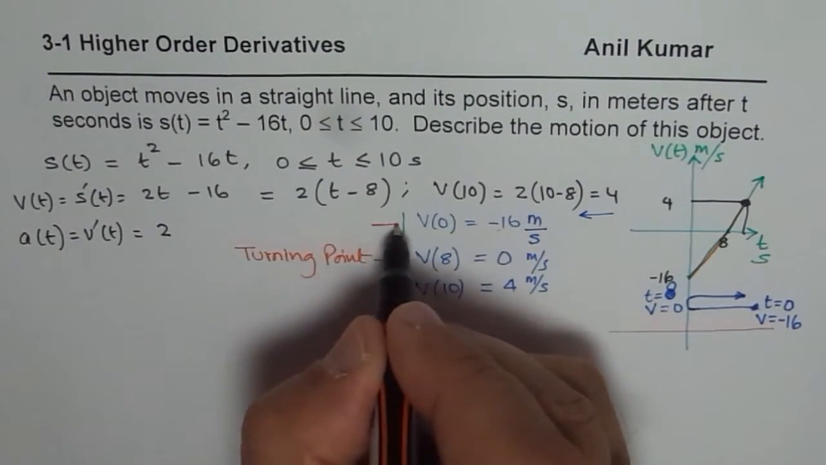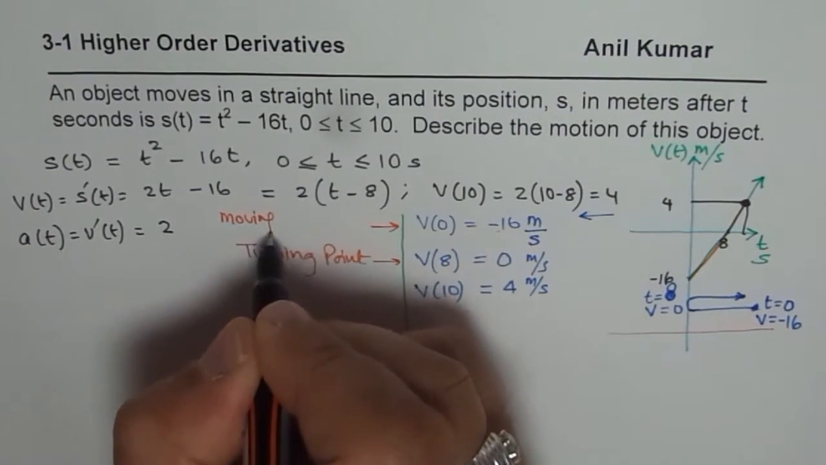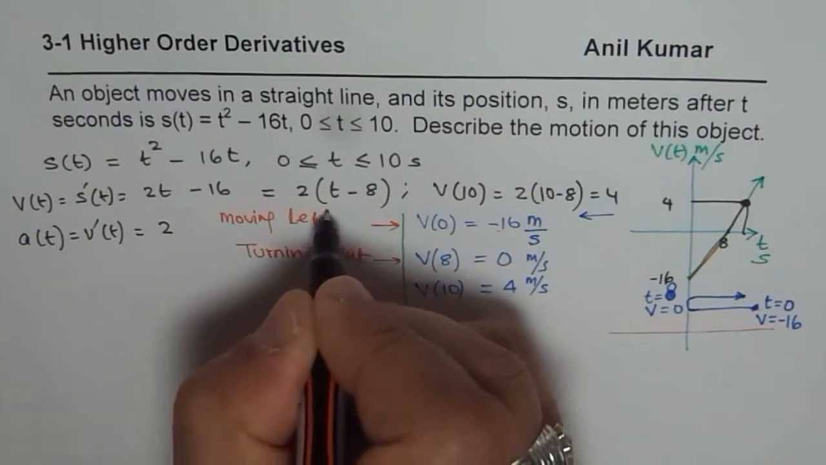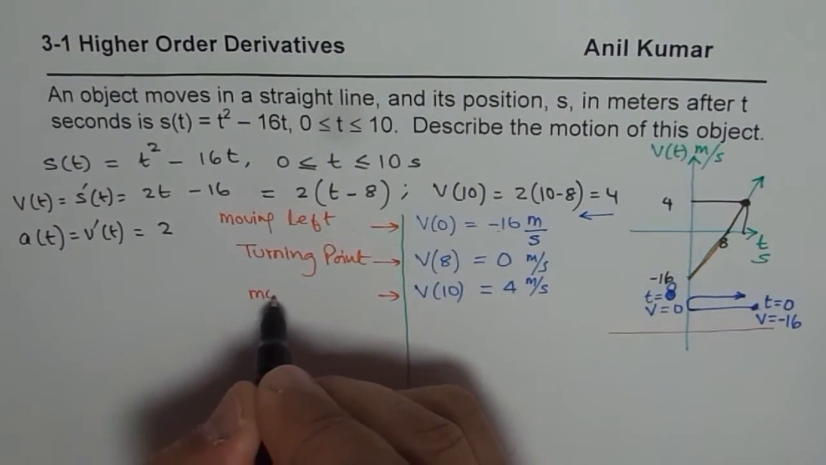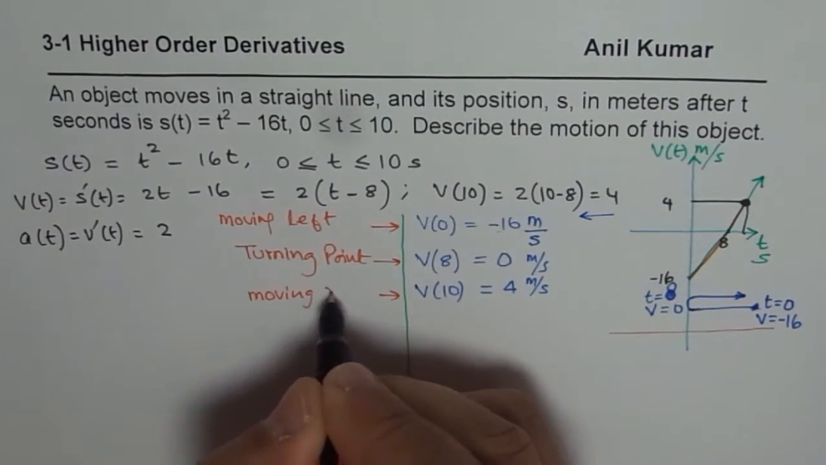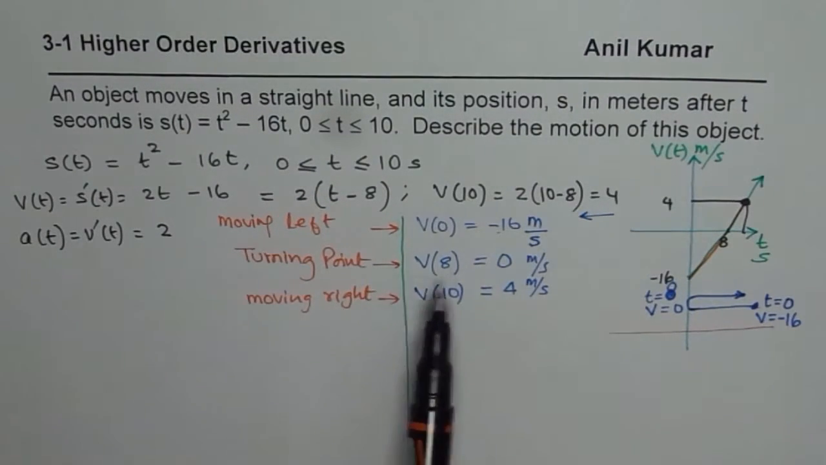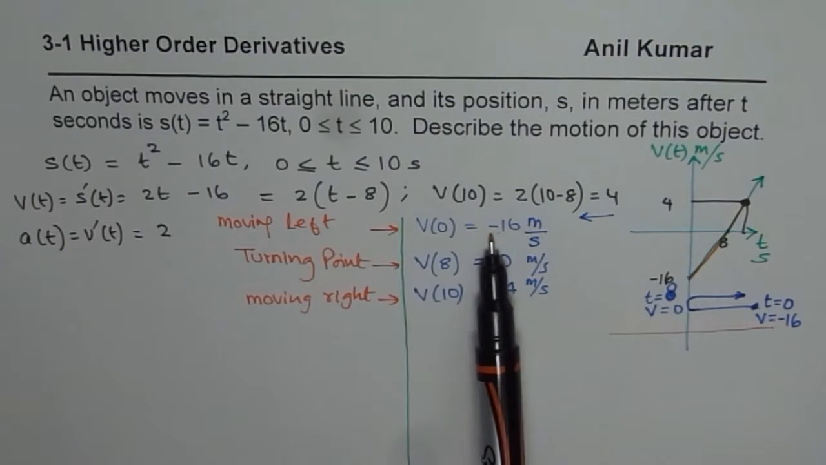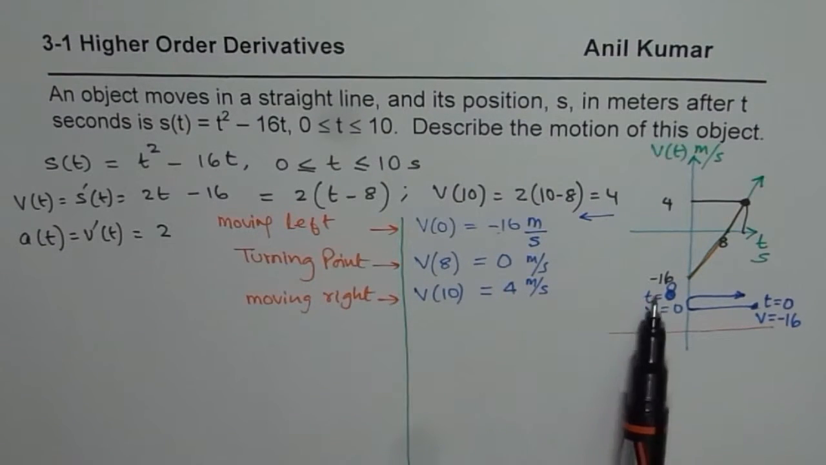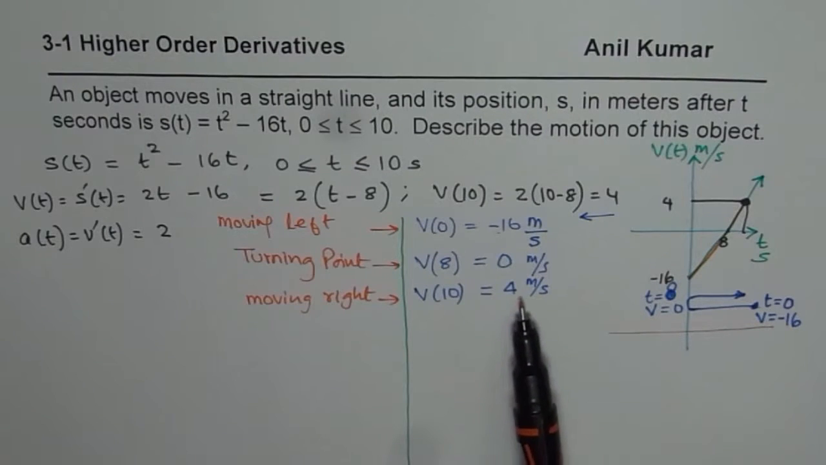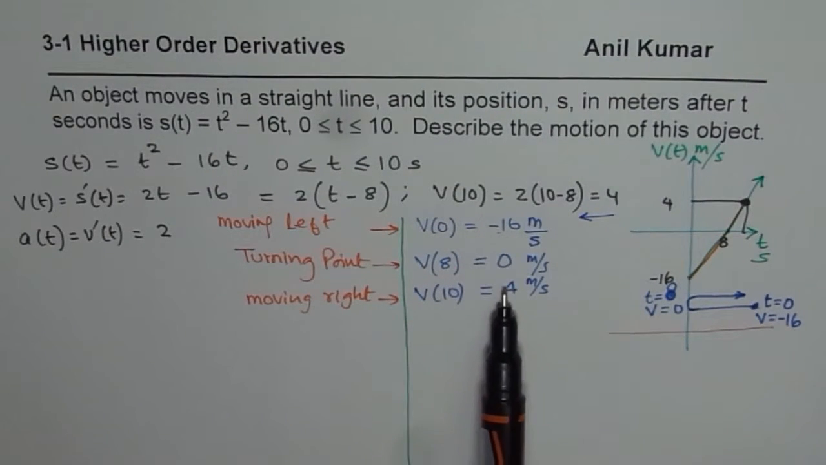Negative velocity means moving left, and positive means moving right. In different ways, you could also say negative velocity means approaching and positive means going away. You could say that also, right? So going away or approaching. That is another way of looking at this.